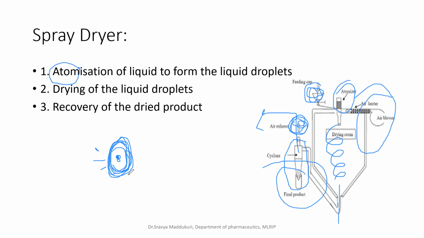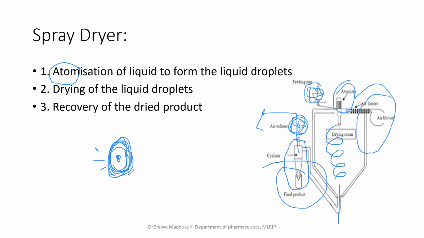And the main advantage with this is it is very rapid. Also, heat sensitive substances can be conveniently dried using spray dry. Disadvantage is it is a very bulky, costly equipment. It needs material in liquid form, and sometimes all the materials cannot be in liquid form. So product degradation can also be seen sometimes.